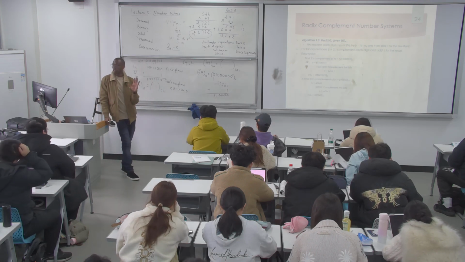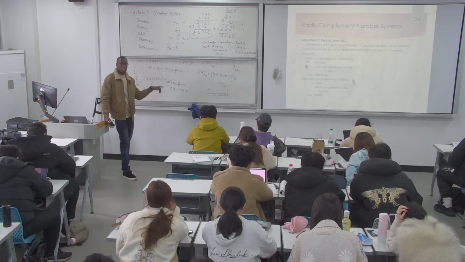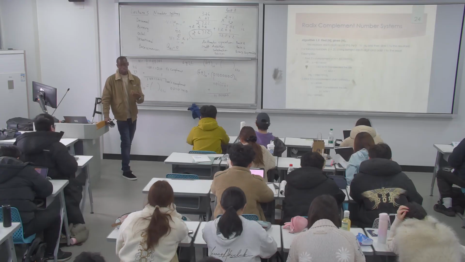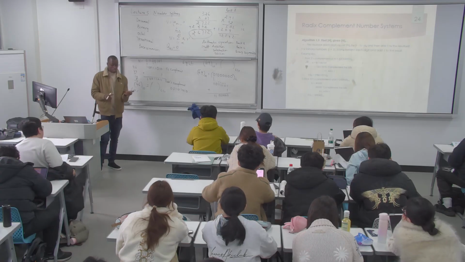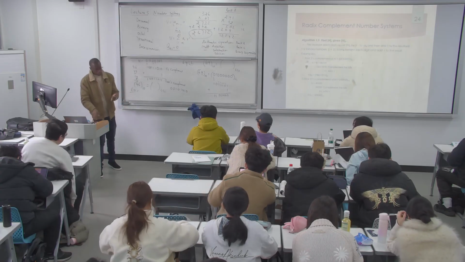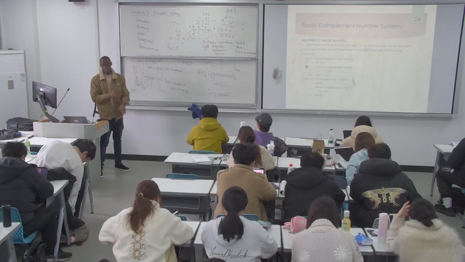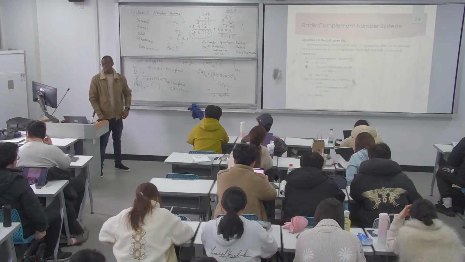Clear for everybody. So after you get this, you invert the bits. Once you have inverted the bits, you add 1 to the least significant bit, then you get the 2's complement of a number. Questions?